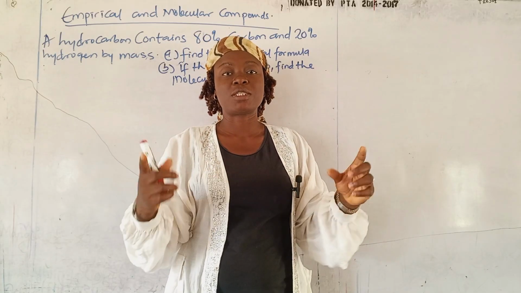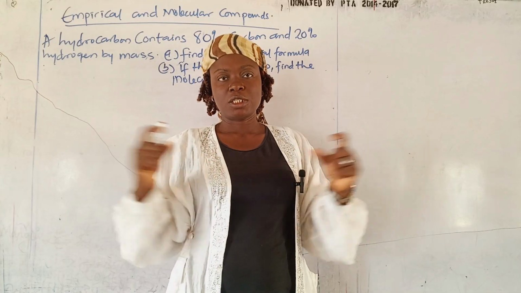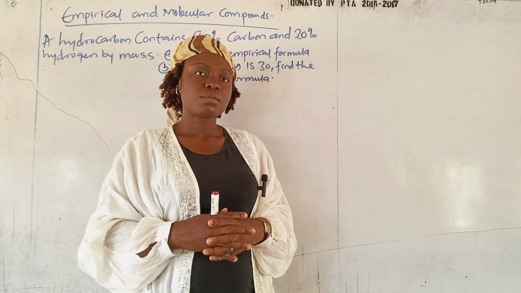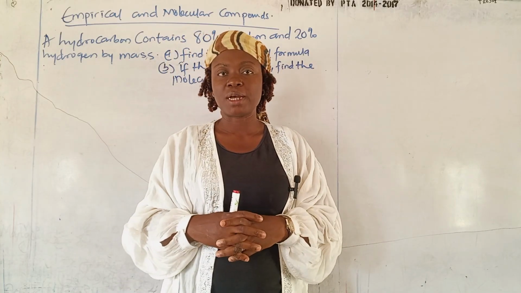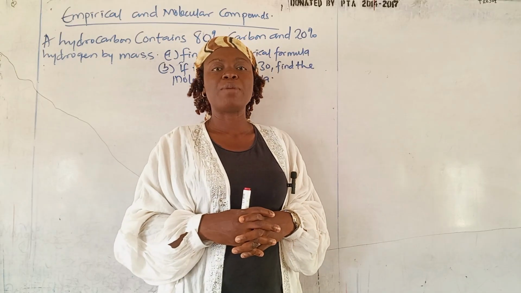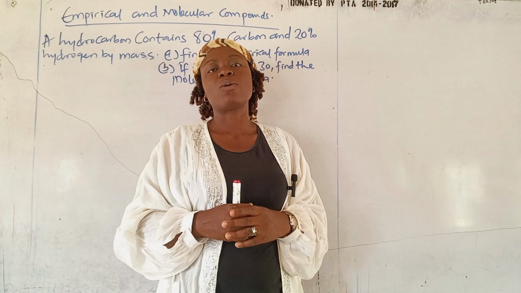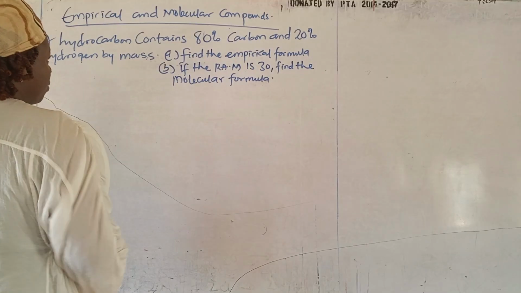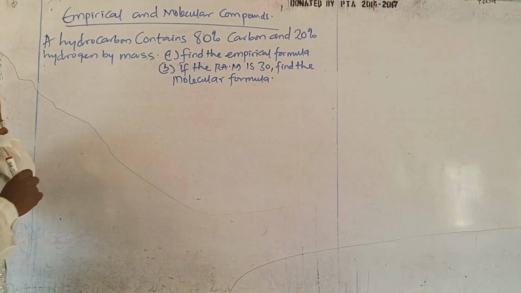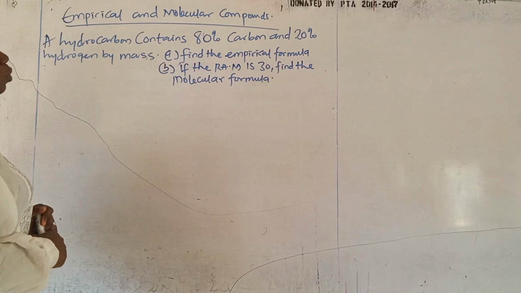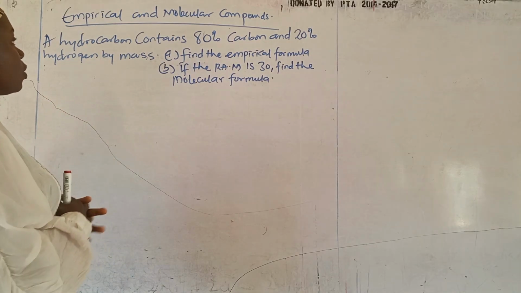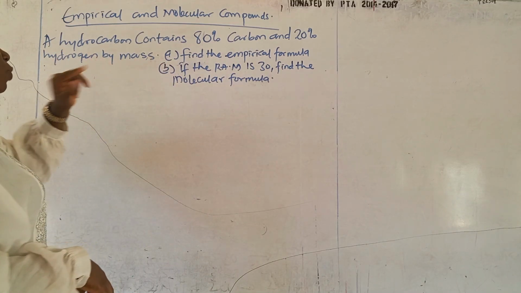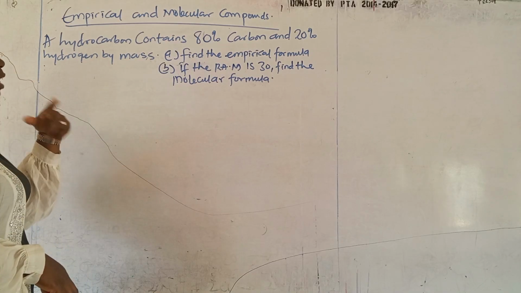By the time you get to SS3, under your organic chemistry, you'll see structures of certain compounds, especially your hydrocarbons. So we're going to do empirical and molecular formula, and have a practical question on the board. I have a hydrocarbon that contains carbon and hydrogen, and the two of them have percentages. For my carbon, I have 80%. Then for my hydrogen, I have 20%.